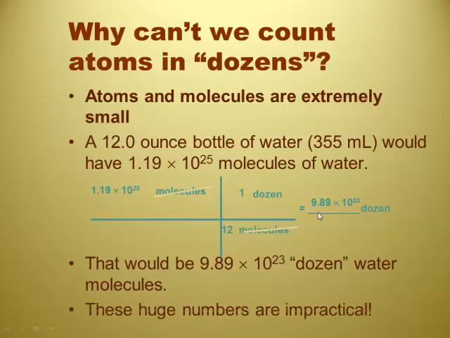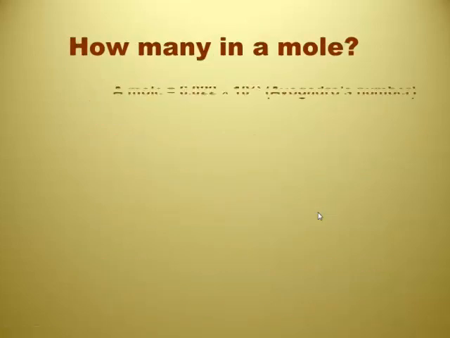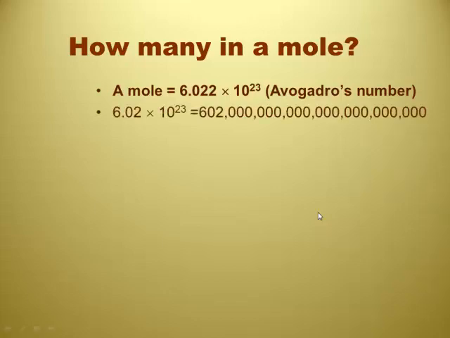So the number's impractical. What we do is we use this idea that a mole is 6.02 times 10 to the 23rd particles. What that means is that the number looks like this, and we've written that number before in class in the last unit.